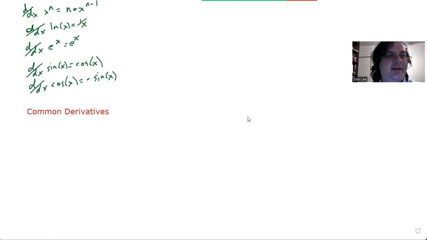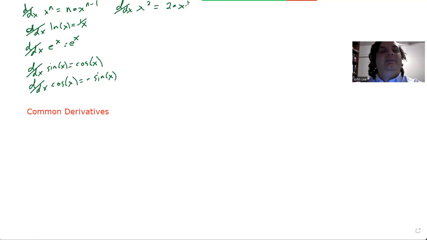The derivative of x to the n, where n is some number, is equal to n times x to the n minus 1. So for example, d/dx of x squared is equal to 2 times x to the first power, which is just 2 times x.